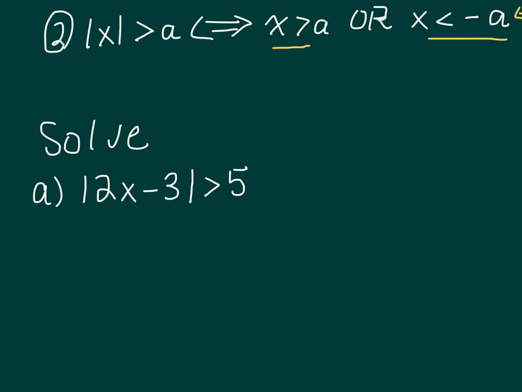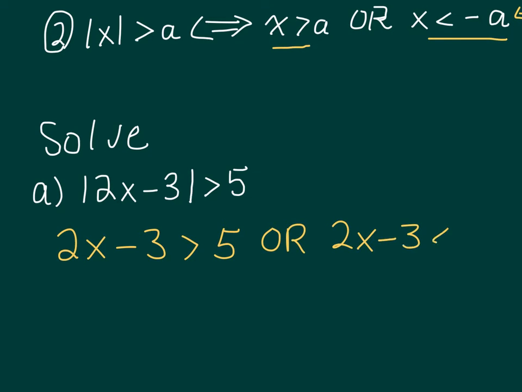So the inequality is absolute value of 2x minus 3 greater than 5. So we want to use the fact up here, that the absolute value of x is greater than a if and only if x is greater than a or x is less than minus a. So in this situation, that translates to 2x minus 3 is greater than 5 or 2x minus 3 is less than minus 5. Those are the two inequalities that we want to solve.